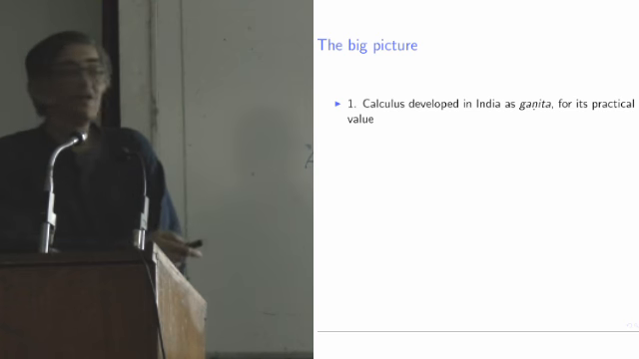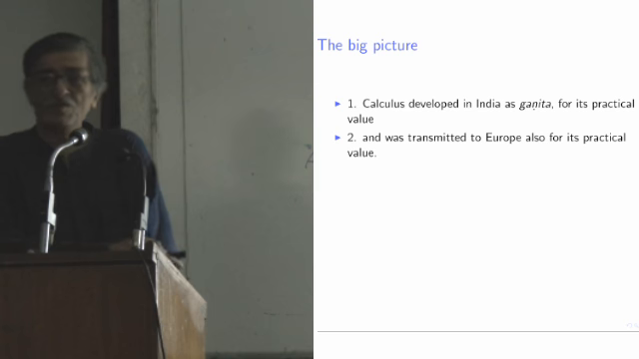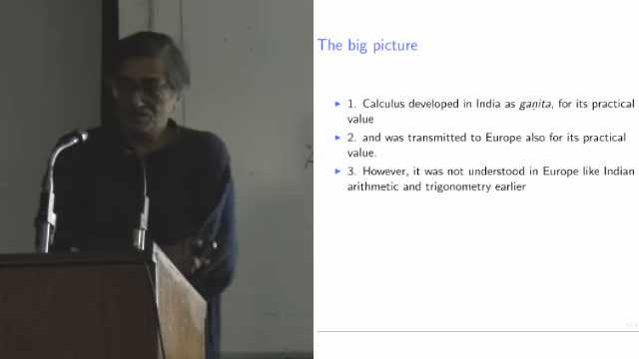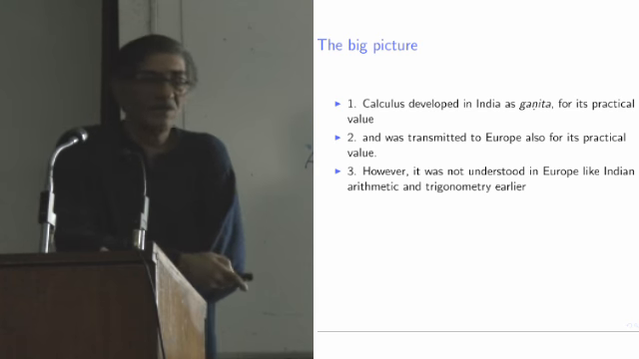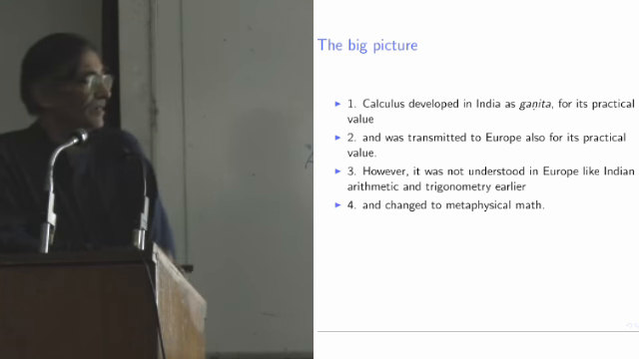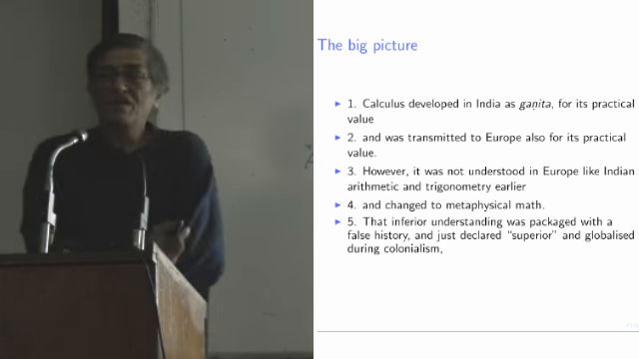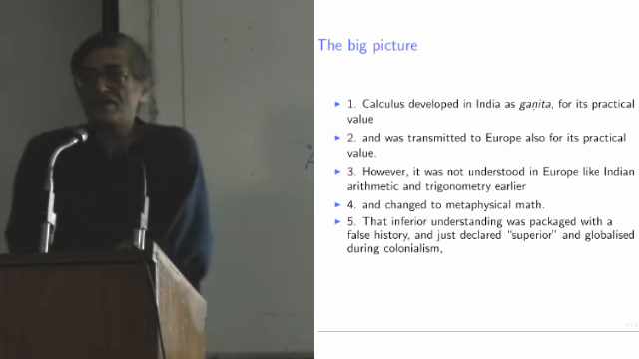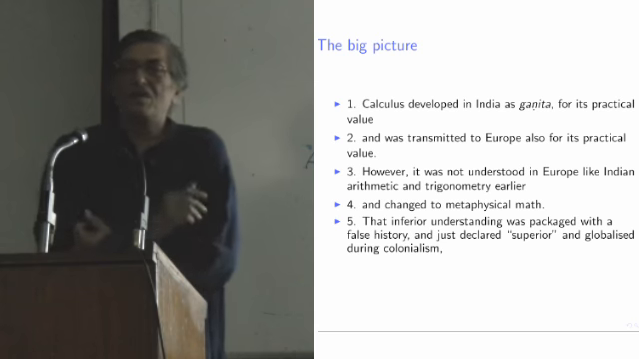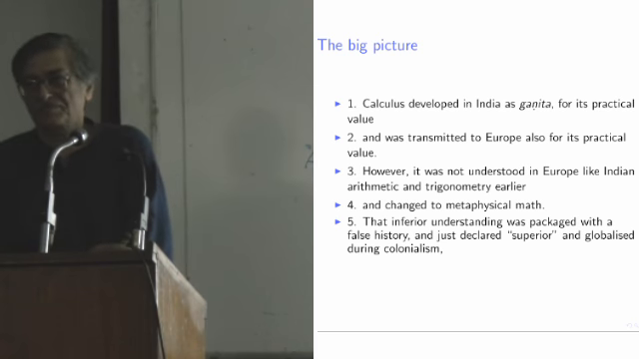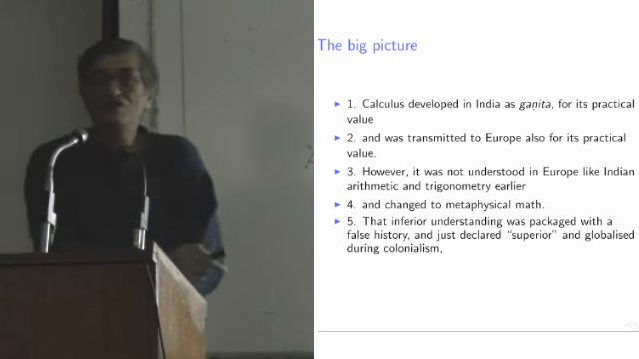So that's the conclusion that I would like to get to. That calculus developed in India as Ganita for its practical value. It was transmitted to Europe also for its practical value. It was not understood there, just as Indian trigonometry and arithmetic were not understood. It was changed to metaphysical math. And that inferior understanding was passed on to us, and sad to say, for 2 centuries we have uncritically accepted it as a matter of blind belief. We need to give up that.